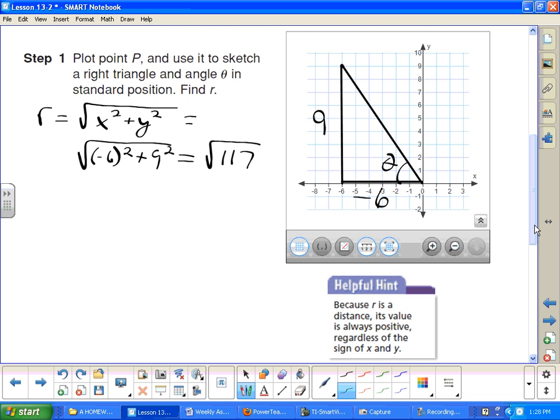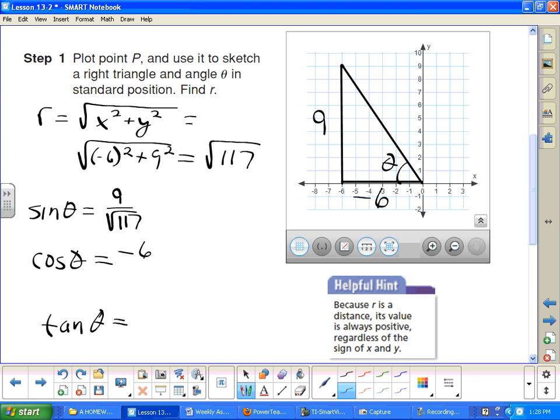Now we want to find sine, cosine, tangent, cosecant, secant, cotangent. So this is what you do. You write sine of theta equals first, put underneath that cosine, and underneath that tangent. Write those 3 first. This is what helps me. Sine is opposite over hypotenuse, y over r. Cosine is x over r. Tangent is y over x, or negative 3/2.